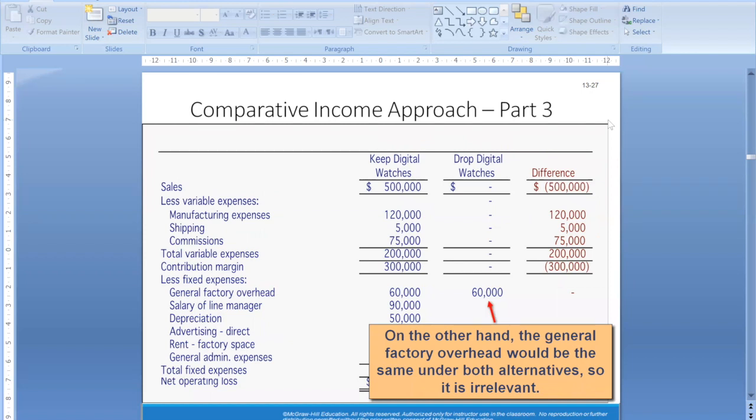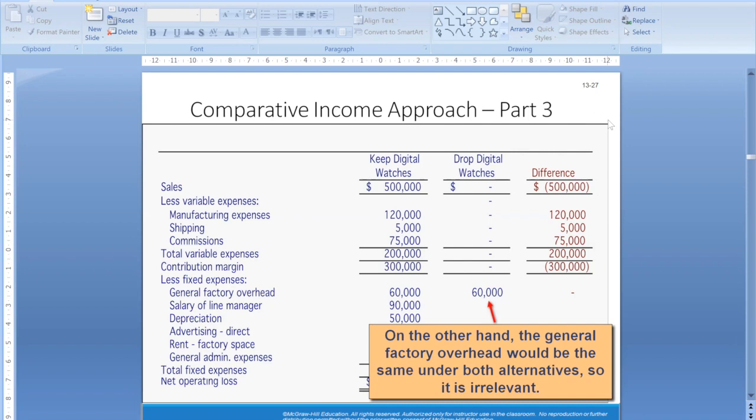Second, if we're talking about the fixed expenses, general factory overhead, we will pay the 60,000 if we keep the line, and we are still paying the 60,000 if we drop the line. The general factory overhead will be the same under both alternatives. So this amount is irrelevant for our decision. The difference in the third column will be zero because we are paying the amount if we keep or drop the line.